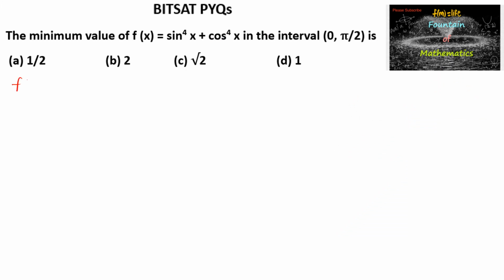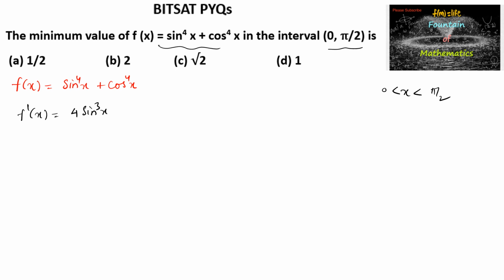Given function f of x is equal to sin power 4x plus cos power 4x, and we need to find the minimum value of this function in the interval 0 to pi by 2. Means for x lies between 0 and pi by 2, we need to find the minimum value. So let's differentiate. f dash of x is equal to 4 into sin power 3x into the differentiation of sin x, which is cos x, plus 4 into cos power 3x into the differentiation of cos x, which is minus sin x.